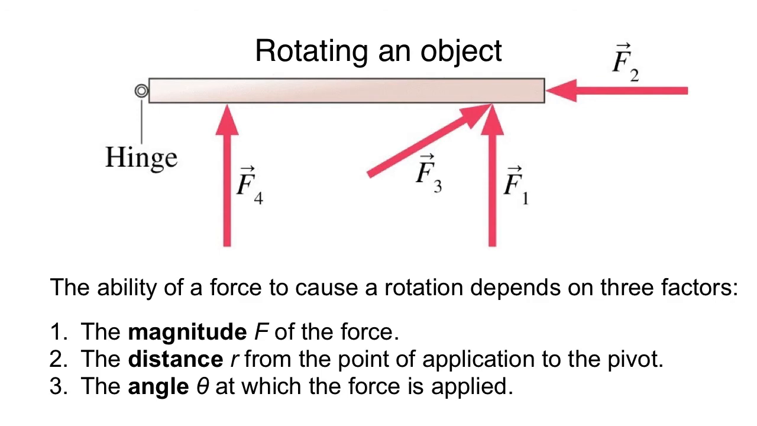And this is what we're going to call torque. When we think about rotating an object, the ability of a force to cause a rotation depends on exactly three things. It depends on the magnitude of the force, right? If I push really hard, I'm going to rotate it at a higher acceleration. That should be intuitive by now, right? Newton's law. The distance r from the point of application to the pivot.